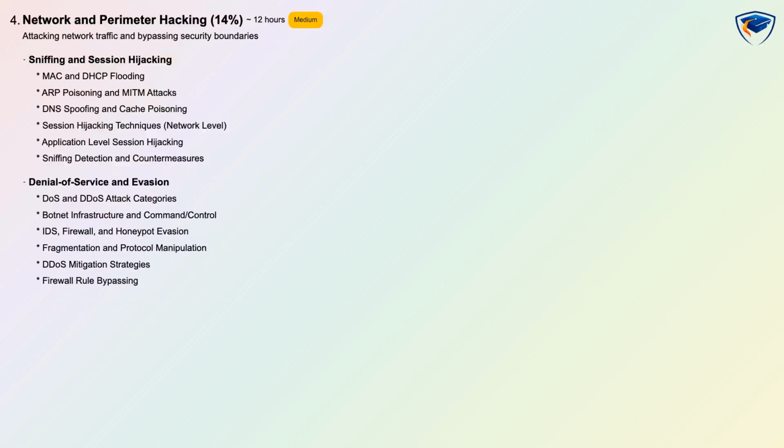Network and perimeter hacking at 14% focuses on attacking network traffic and bypassing security boundaries to test defenses. Candidates will learn sniffing and session hijacking methods such as ARP poisoning, DNS spoofing, MAC and DHCP flooding, and both network and application level session attacks along with detection and countermeasures.